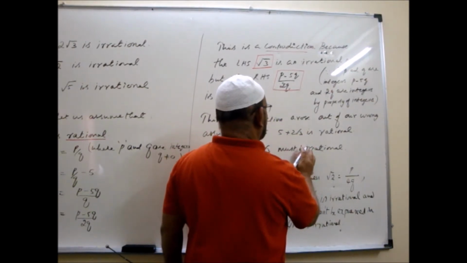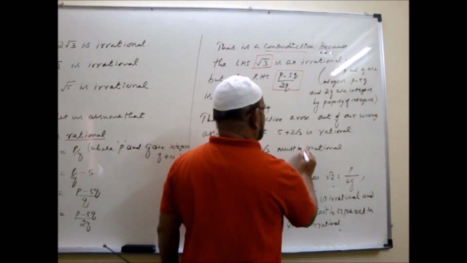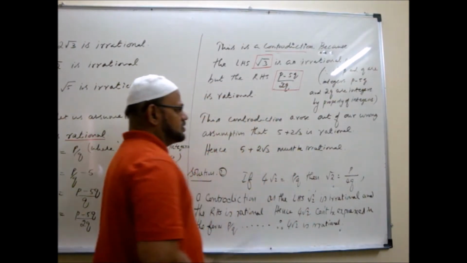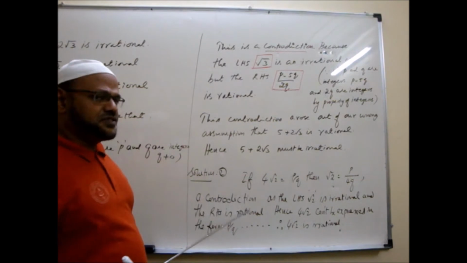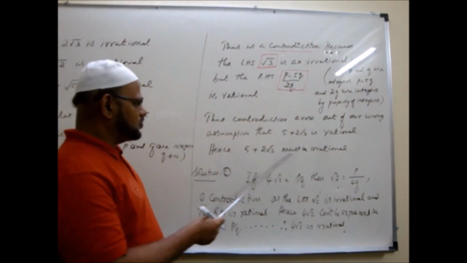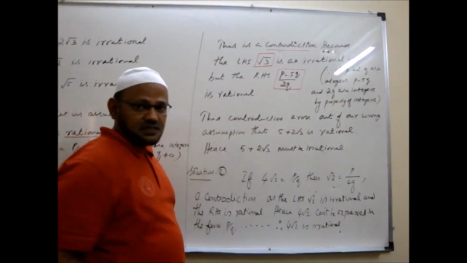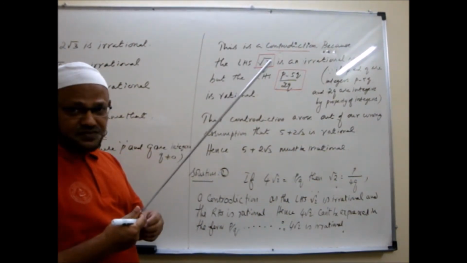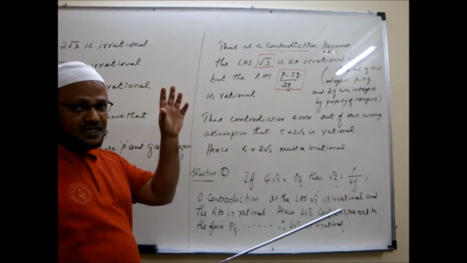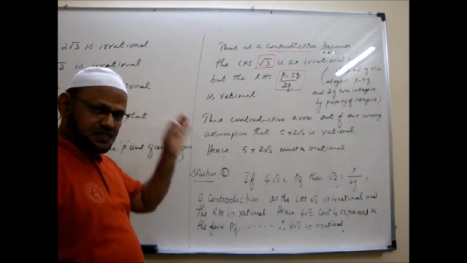Okay? Cannot be rational, must be irrational. If I take it as a rational number, then I am getting a contradiction. So 5 plus 2 root 3 must be irrational. Okay? Any question of this kind, mixed numbers having an irrational factor in it, you do the same way.